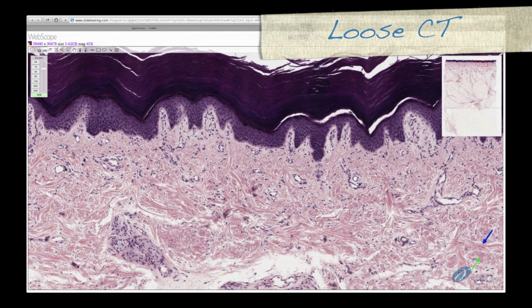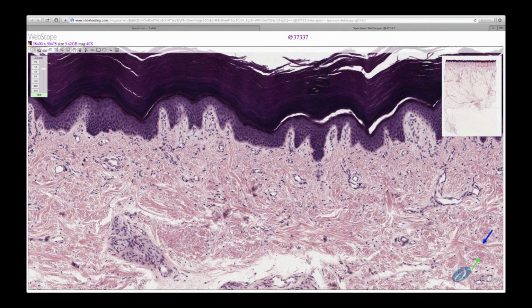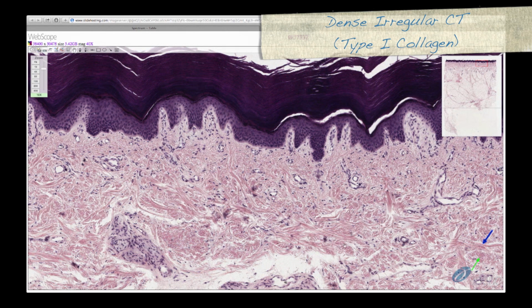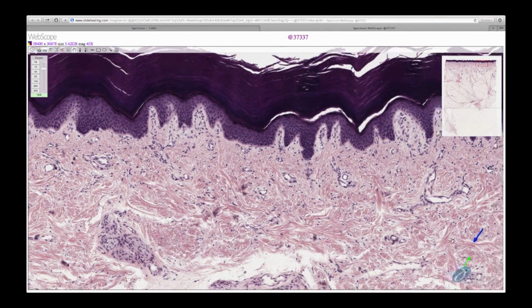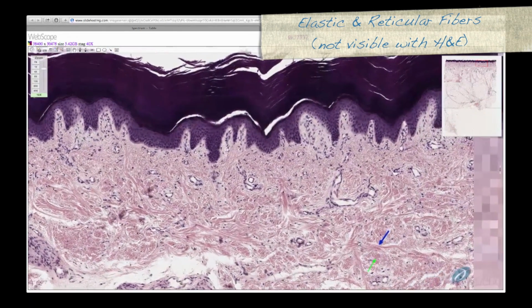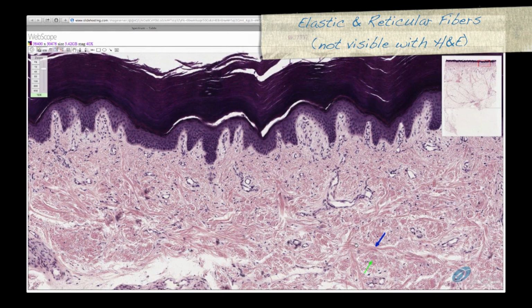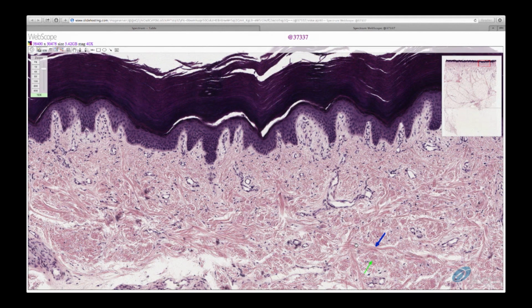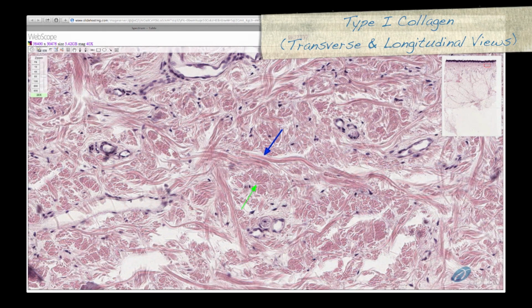The randomly patterned pinkish eosinophilic material seen here in the deeper reticular dermis is dense irregular connective tissue, also composed primarily of type 1 collagen fibers. Dense irregular connective tissue will also have some elastic fibers and reticular fibers that, remember, you can't see because they're not stained with H&E, that help to function to protect the body from stress and strain in all different directions. A transverse section of type 1 collagen can be seen here by the green arrow, and a longitudinal section of type 1 collagen can be seen right here next to the blue arrow.